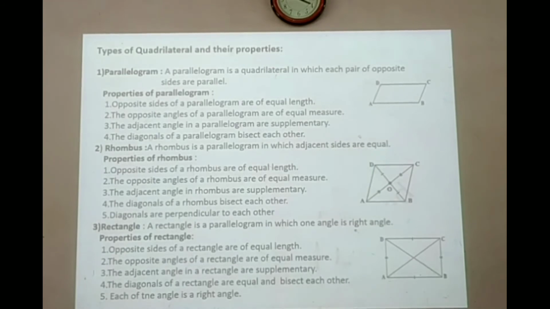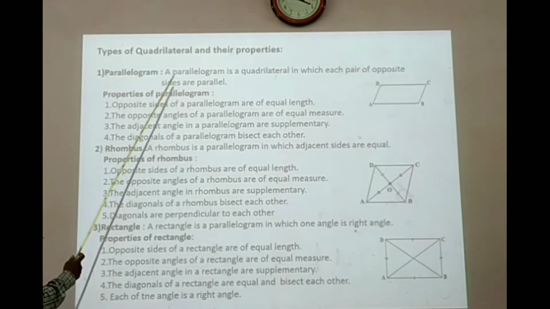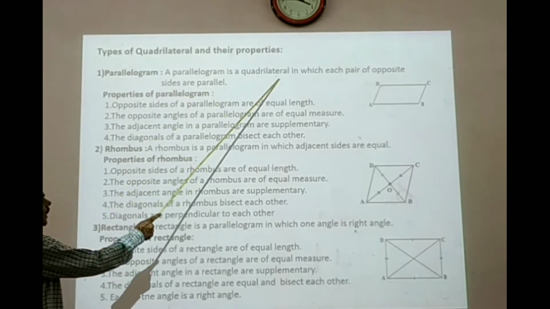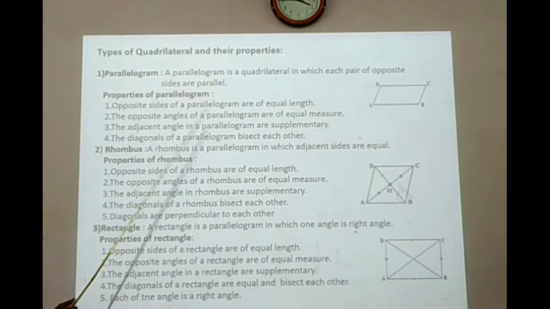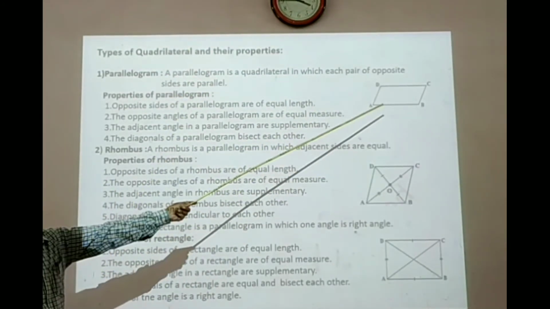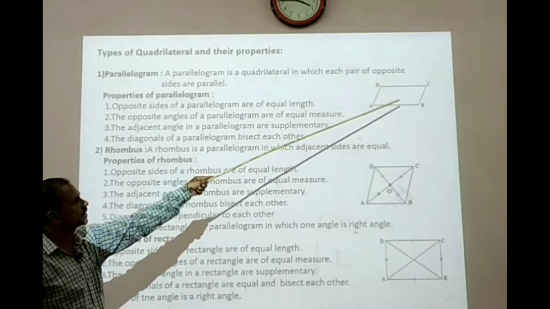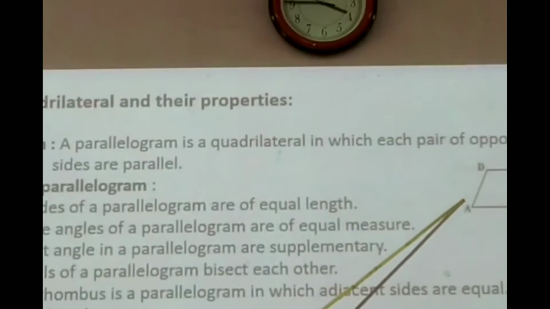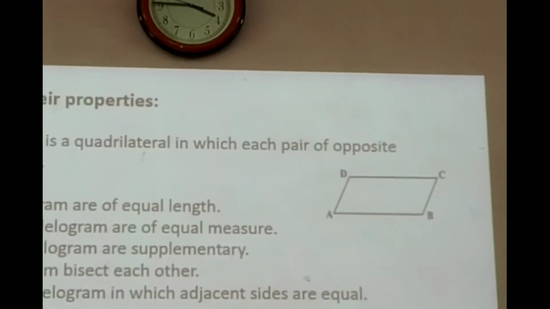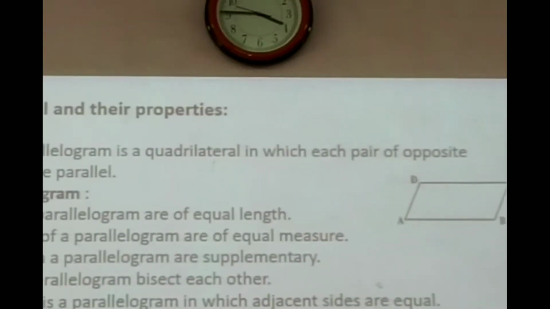Total 6 types of quadrilateral. First one, parallelogram. What is a parallelogram? A parallelogram is a quadrilateral in which each pair of opposite sides are parallel. This is a parallelogram. Each pair of opposite sides is parallel, means AB is parallel to CD and AD is parallel to BC. So it is called a parallelogram.